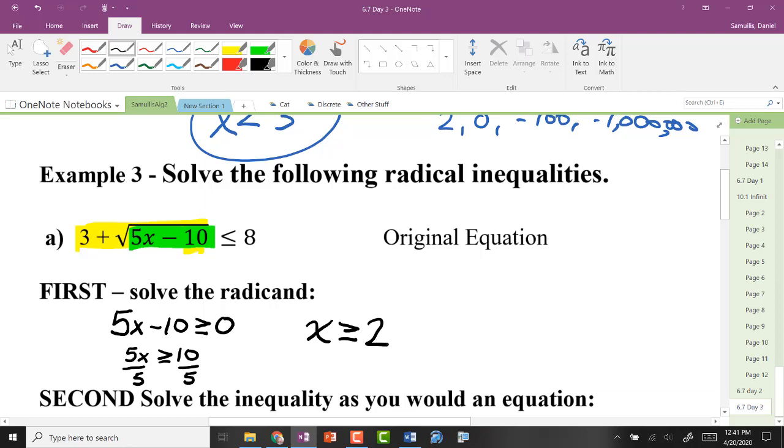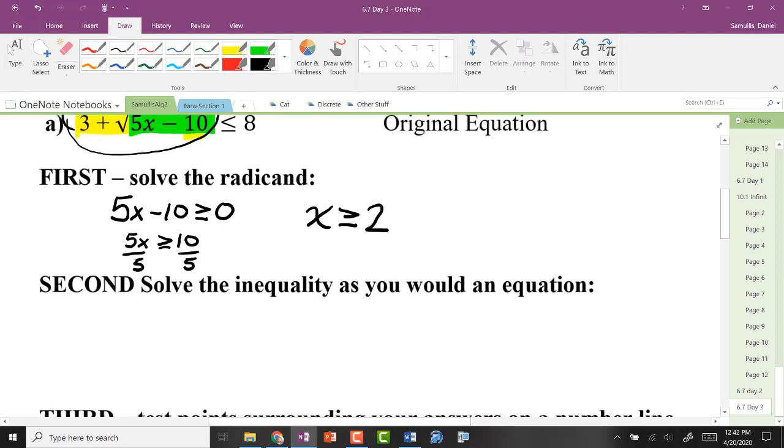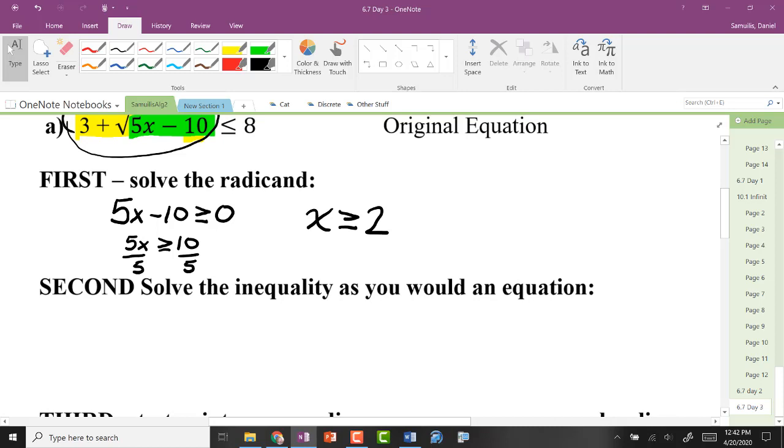Now I figured out what numbers I need in order to make this positive. Then the next step is to figure out what numbers not only will be positive from the radicand, but also work for this entire problem. So the next step is to solve the inequality as we would the equation. I'm going to take out the inequality. So I have 3 plus the square root of 5x minus 10, and just make that equal 8.